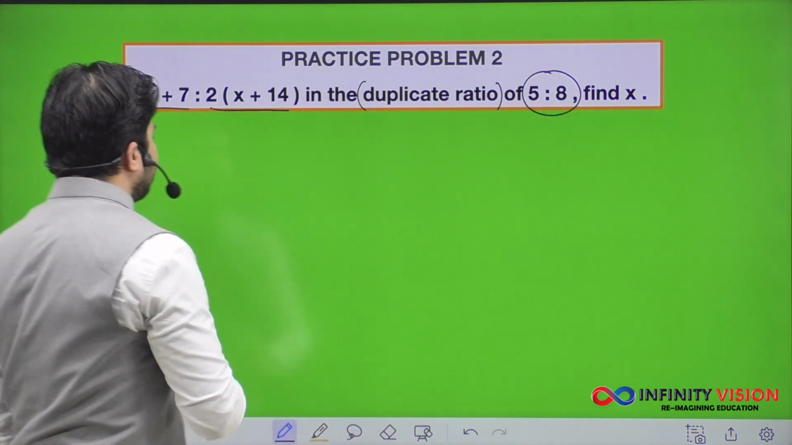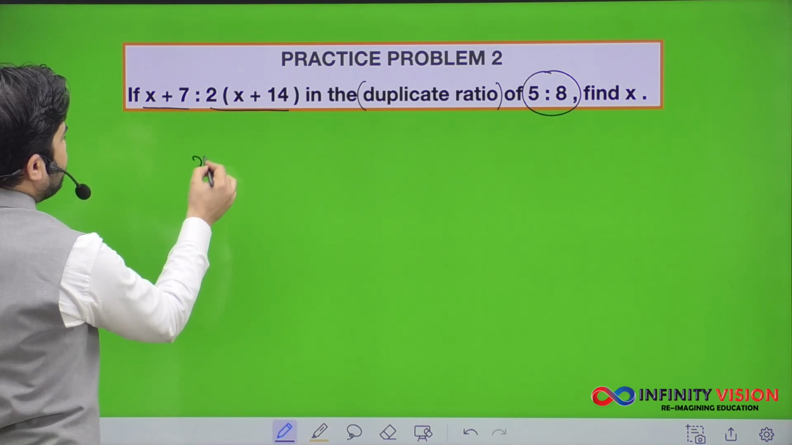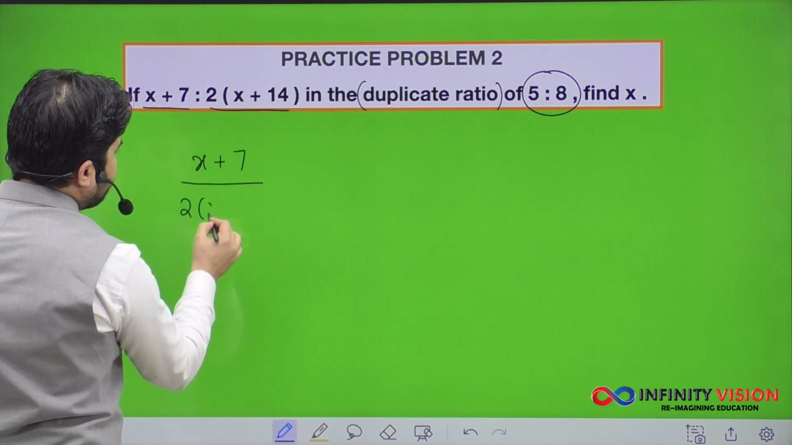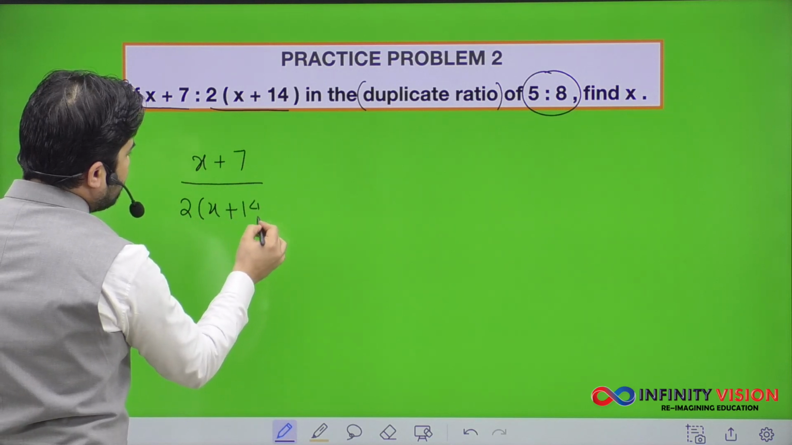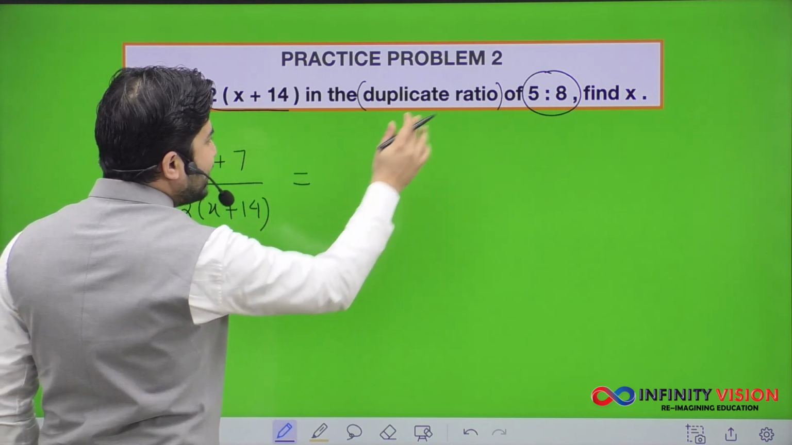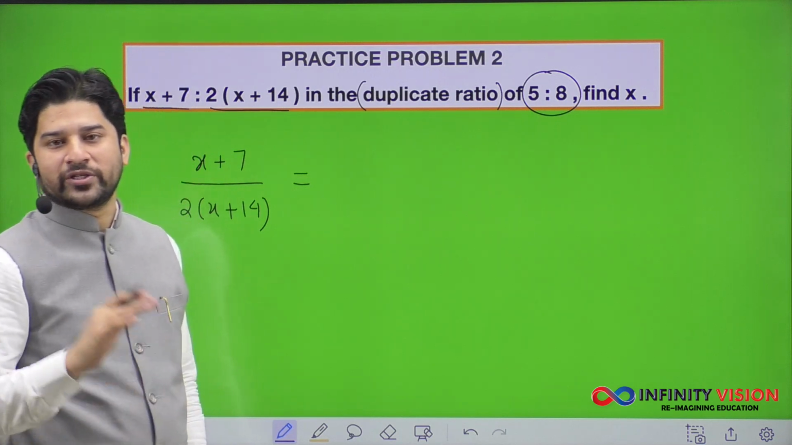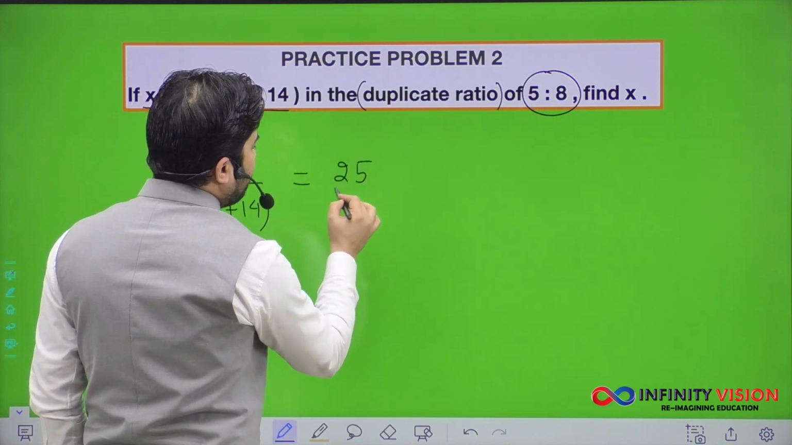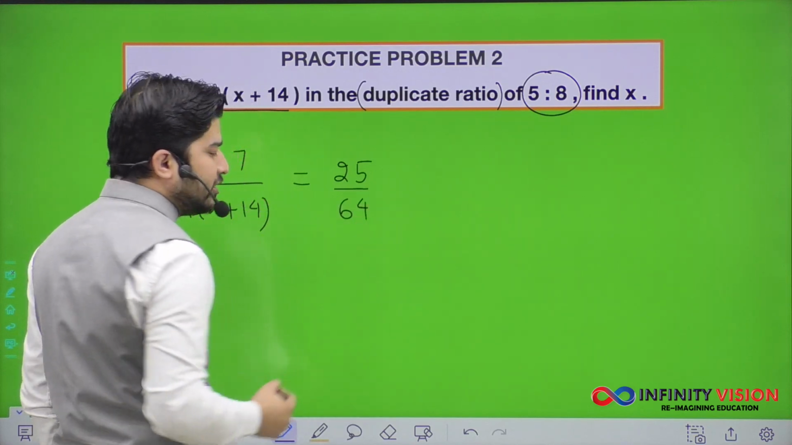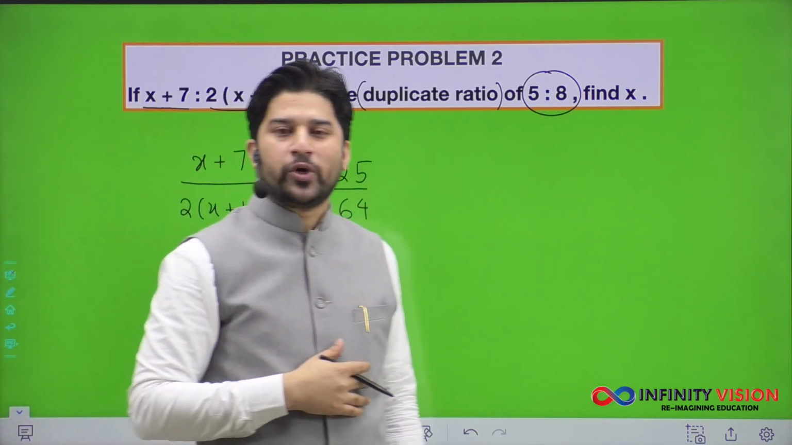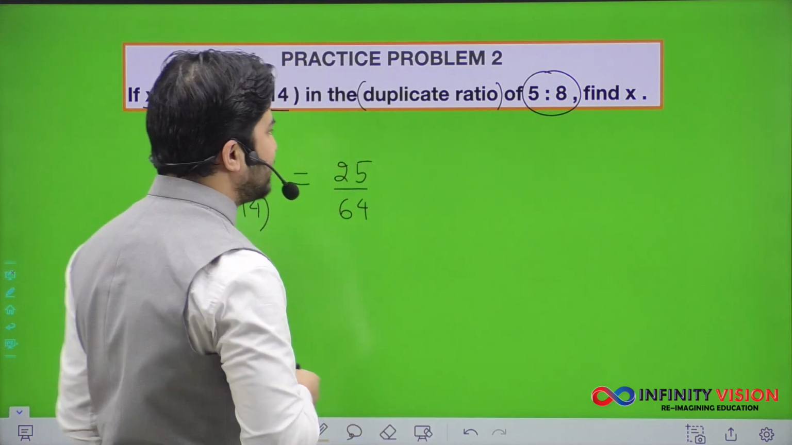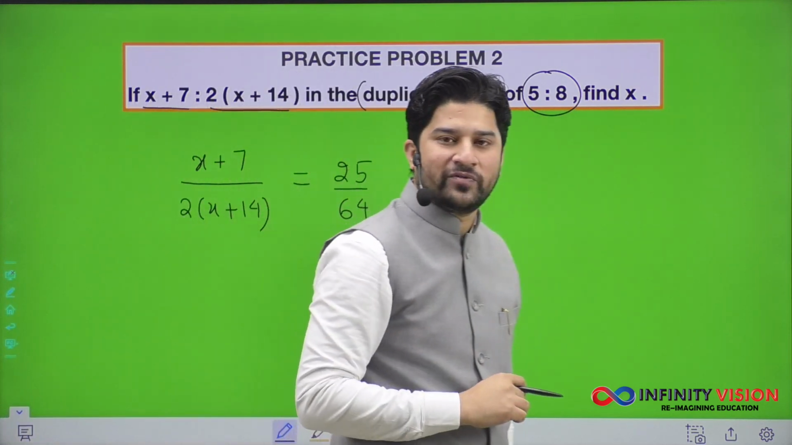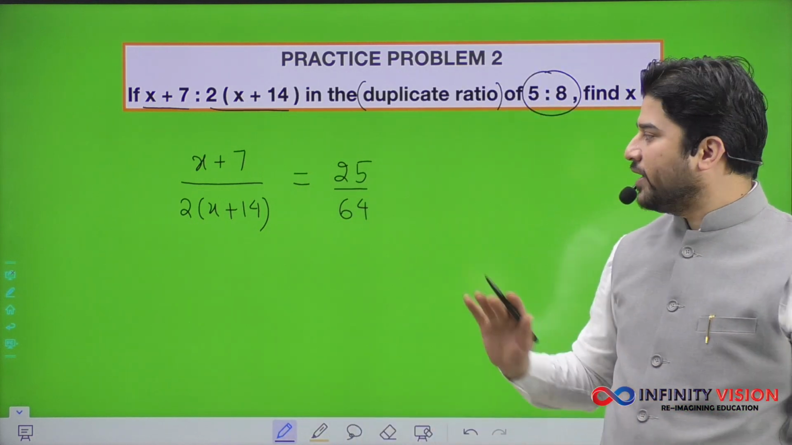Which means the first ratio x plus 7 upon twice of x plus 14 is equivalent to the duplicate ratio of 5:8. And what is the duplicate ratio of 5:8? That is going to be 25 upon 64, because in duplicate ratio, you just square the antecedent and the consequent. And now you have got this rational equation, and you have to find your x.